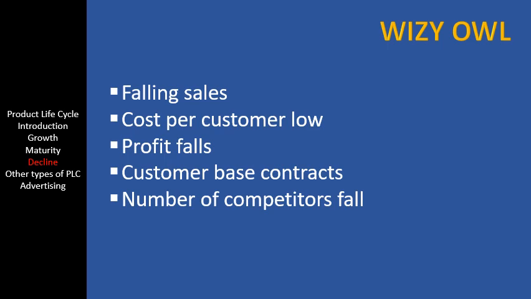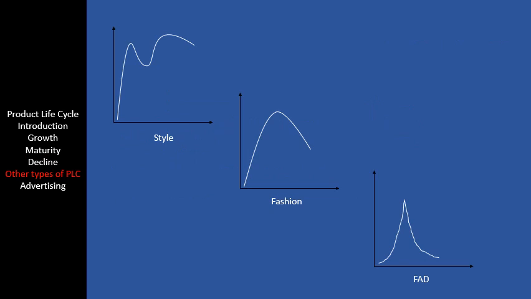Generally in the beginning we have seen that the graph of the product life cycle is bell shaped, but we have other types of product life cycle graphs also. For style we have something like this trend, where a style will see a decrease for a while, and then again the market will see the same style coming back.